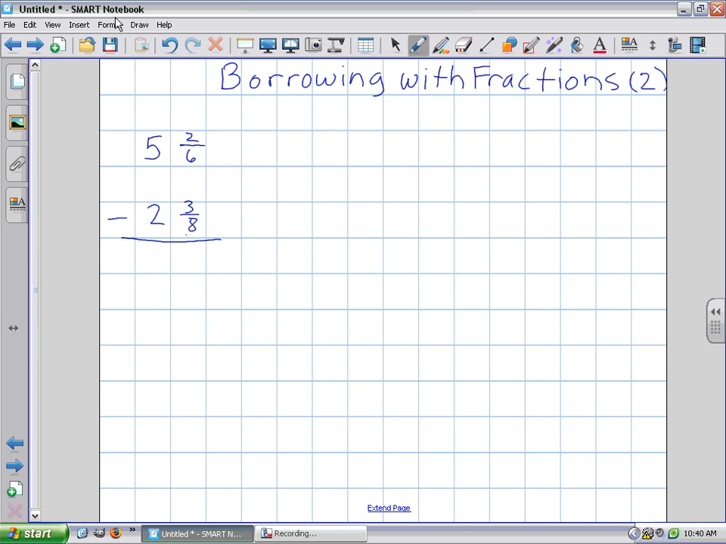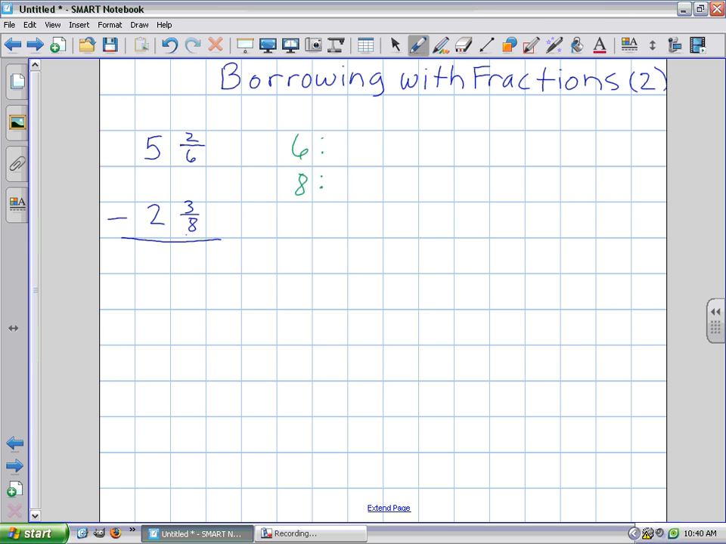Borrowing with fractions. This second example has unlike denominators, just like in the first example, except in this case, simply multiplying the denominators by each other will not give you the lowest common denominator. So instead, we're going to start by listing the multiples of each denominator.